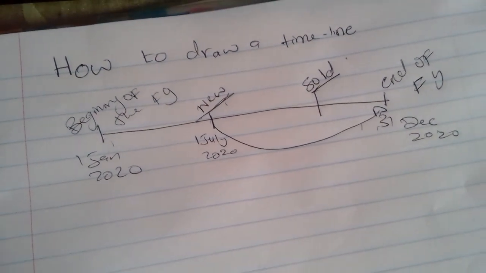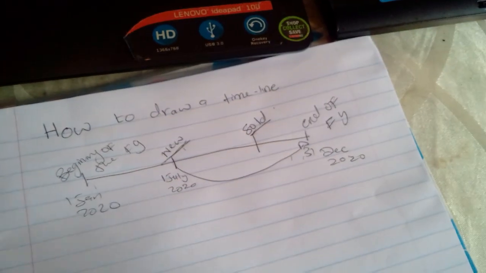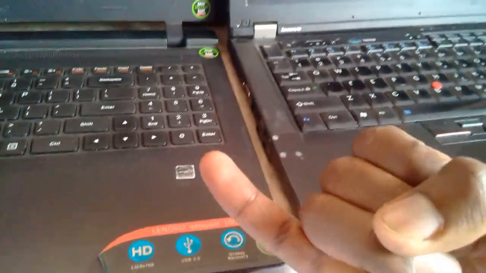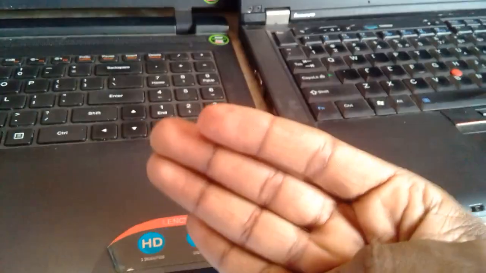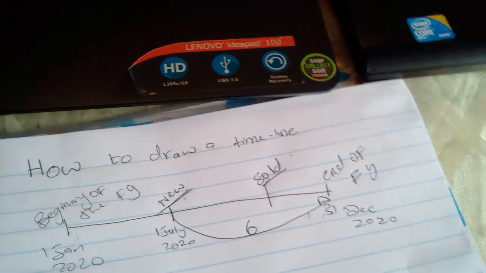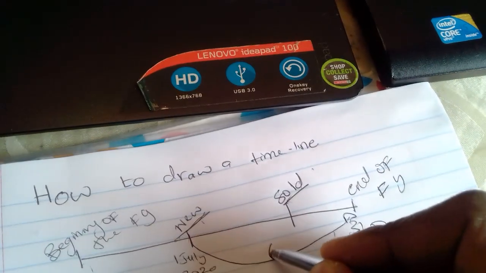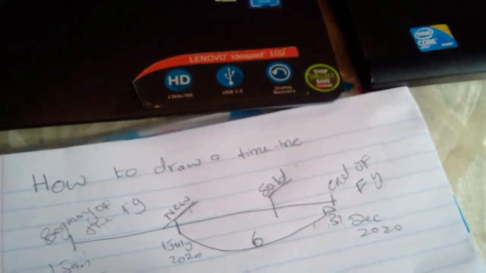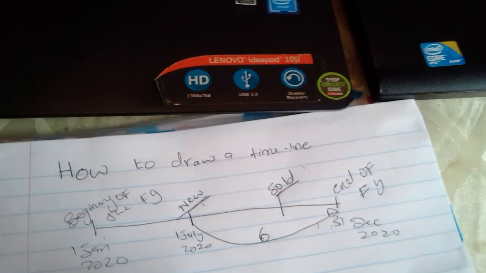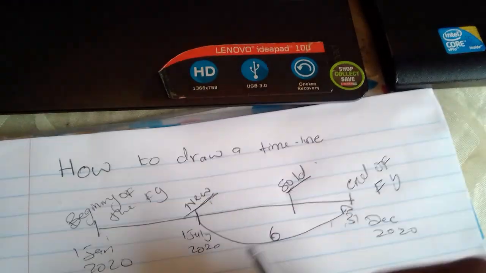Please use your fingers to calculate. You're going to say July, August, September, October, November, and also December. It means it's 6 months. You have to say it's 6 months. After calculating, you will know that the period which the asset has been depreciated, or has spent inside the business, is 6 months.